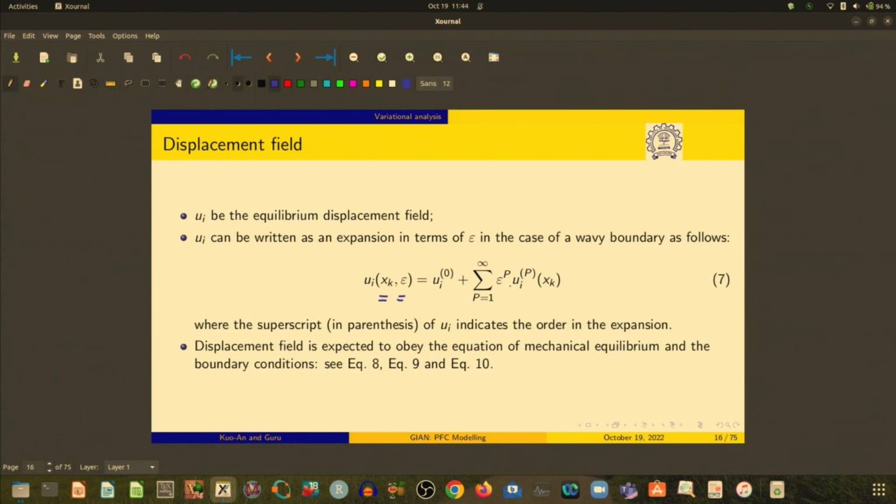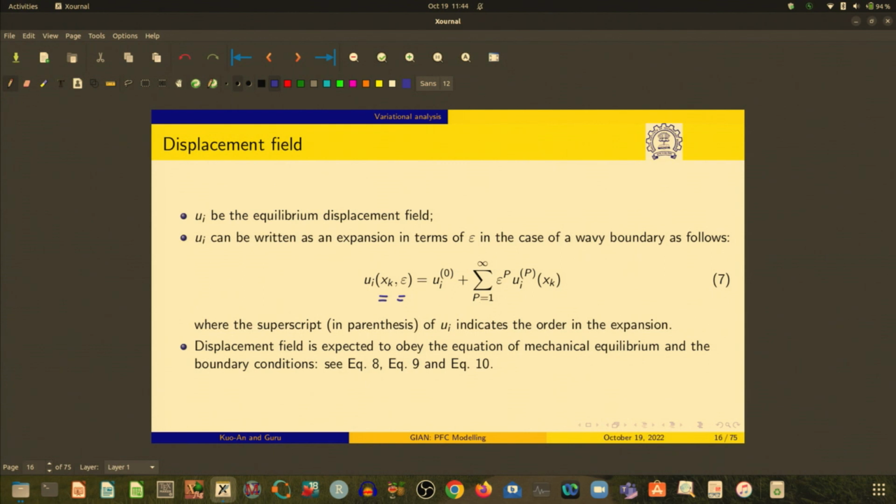Remember, I have assumed that epsilon is small enough that in all these expansions higher order terms can be neglected. Okay. So, which is what we are going to exploit, and this kind of series solution and comparing coefficients is something that Kuo-An also has done, and we are going to use the same strategy here also.